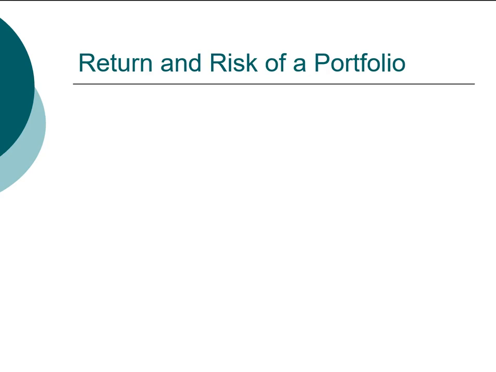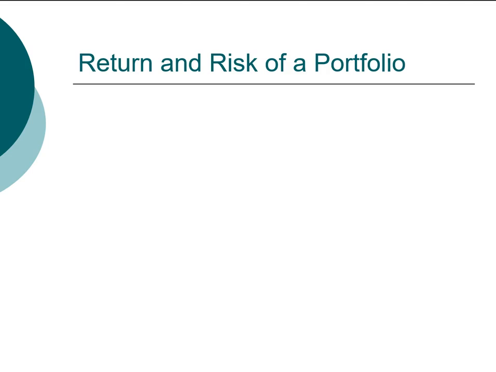Now that you know how to compute expected return and standard deviation for a single stock, the next thing we want to do is look at what happens if we own more than one stock. When we own more than one stock, we call it a portfolio. Portfolio simply means that there is more than one single item in your investment.